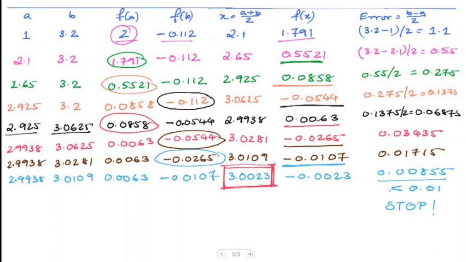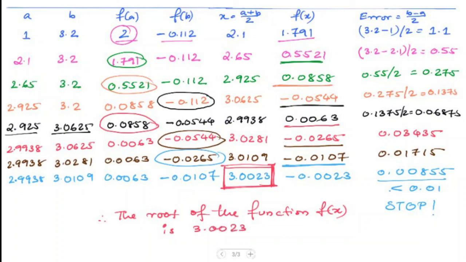So you can say therefore the root of the function f of x is 3.0023. Okay, that would be the final answer for this particular question here.